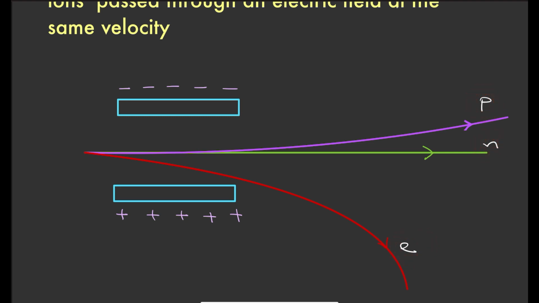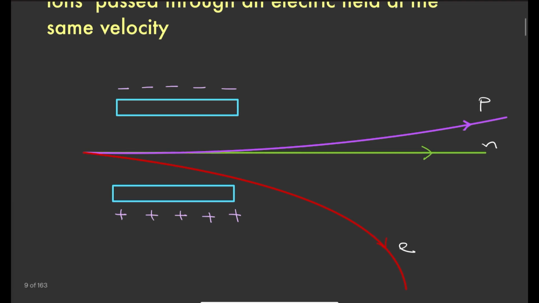We will see that the neutrons will pass straight through the charged plates without showing any deflection. This is because the neutrons do not have any charge and are not attracted either towards the positive plate or the negative plate. But the electrons will be attracted towards the positive plate because the electrons are negatively charged, and the protons will be attracted towards the negative plate because the protons are positively charged.